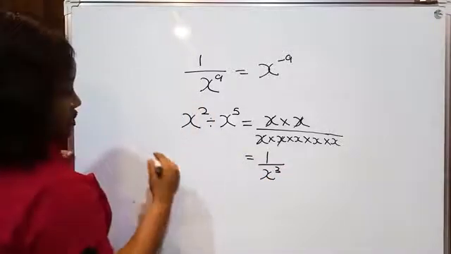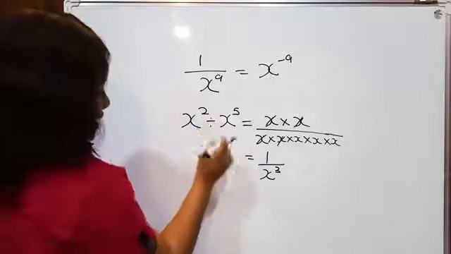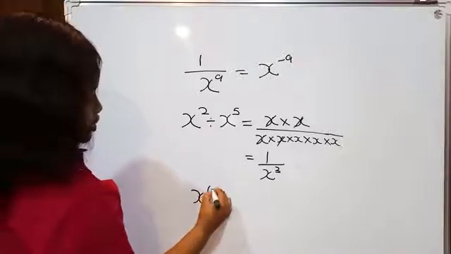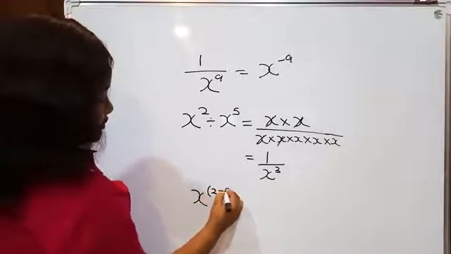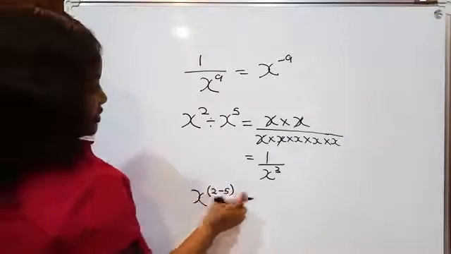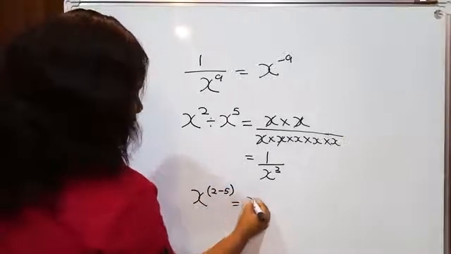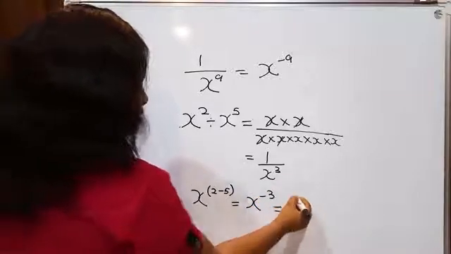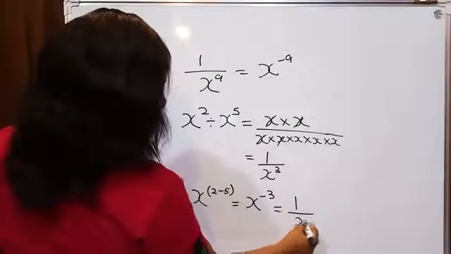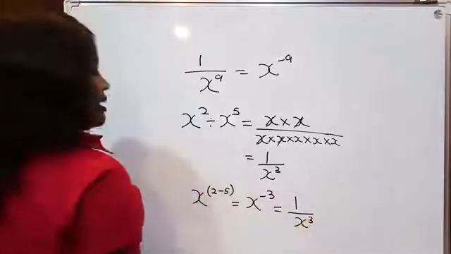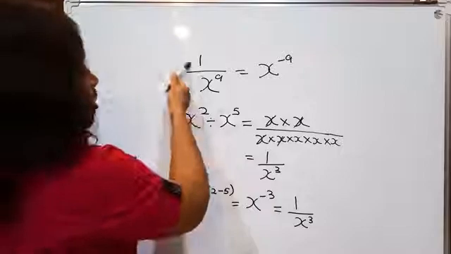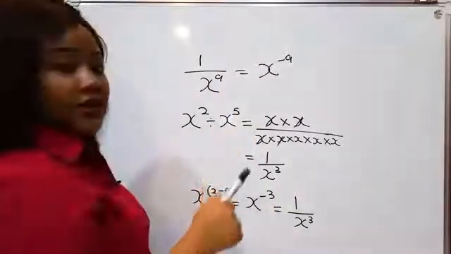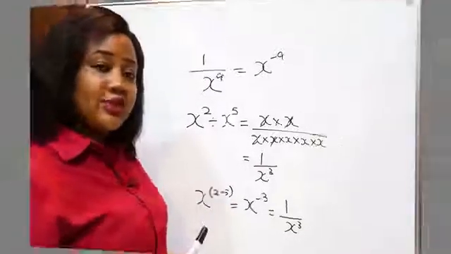And the same way we've been doing all this, x squared divided by x raised to the power 5 is the same as saying x raised to the power 2 minus 5, which gives us x raised to the power minus 3, which is the same thing as saying 1 over x cubed. So 1 over x raised to the power of a number is equal to x raised to the power minus that number. Very important to note.